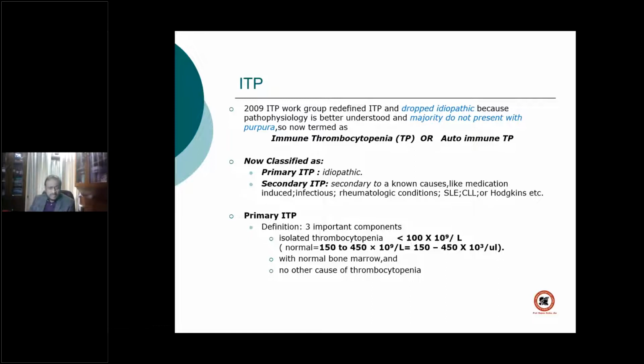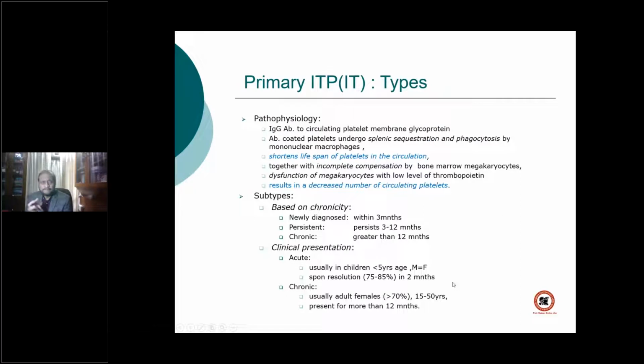Isolated thrombocytopenia. Why do we say isolated? Isolated here refers to the term that there is no RBC deficiency, there is no WBC deficiency. That means there is no neutropenia, there is no decrease in the red cell mass. It's only the thrombocytopenia which is basically at fault. So normal bone marrow, and number three, no other cause of thrombocytopenia.